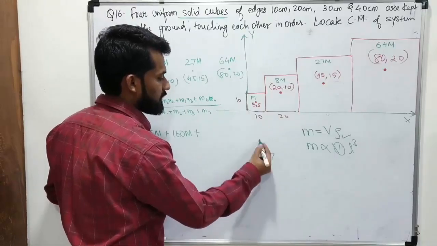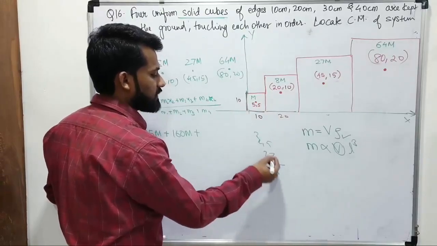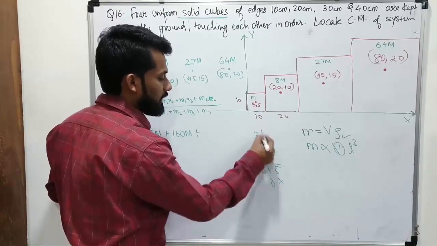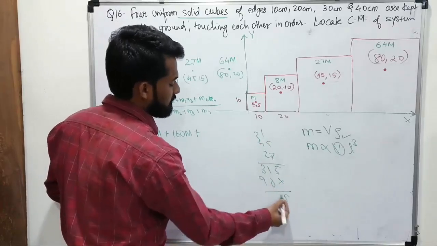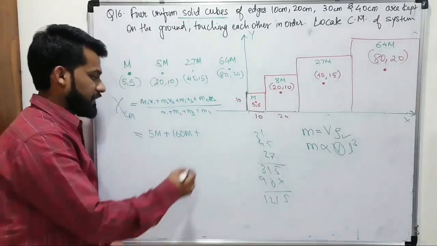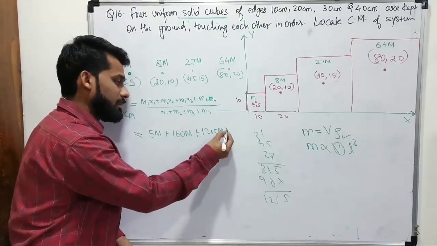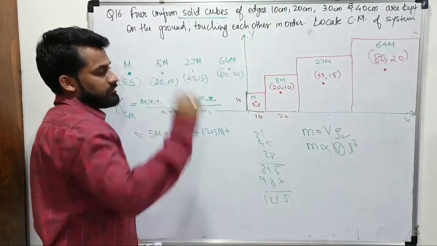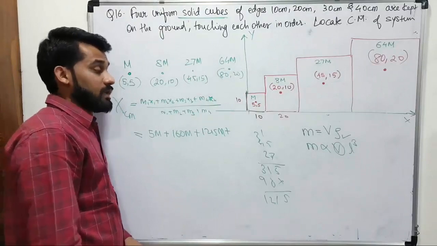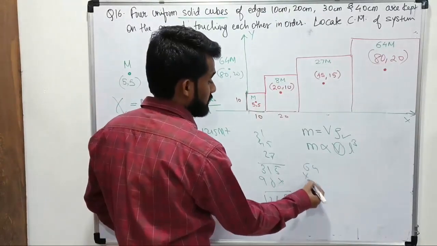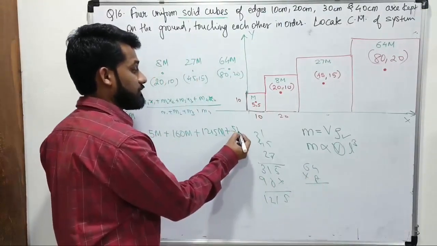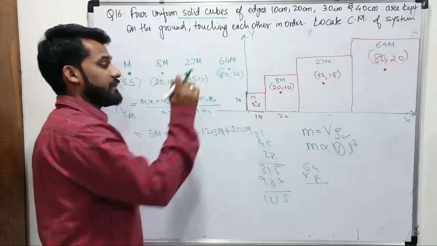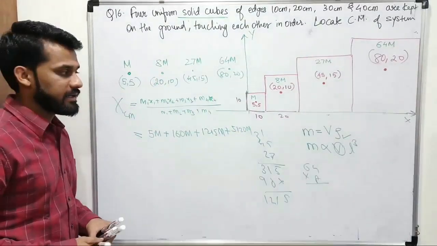which is 1215m plus 64 into 80, 64 into 8 is 512, so 5120m, because it is 80, it is not 8.